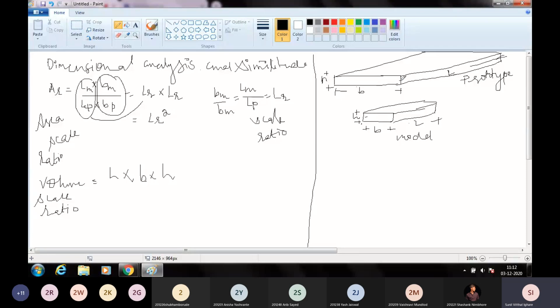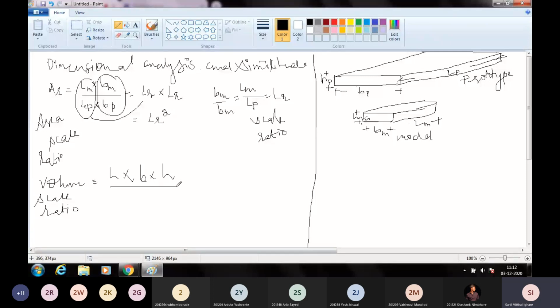Now I just make it clear which is model and which is prototype. So I write the prefix for the model as LM, this is BM and this is HM. The same way for the prototype, I write SP, this is BP and this is LP. The same thing I have written here. You can just see on the left side, the same question I have written.